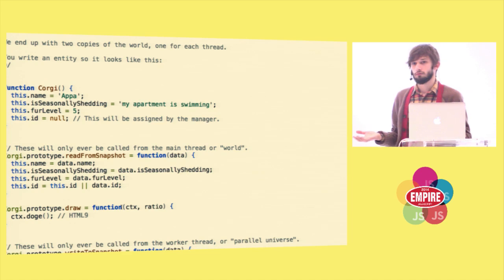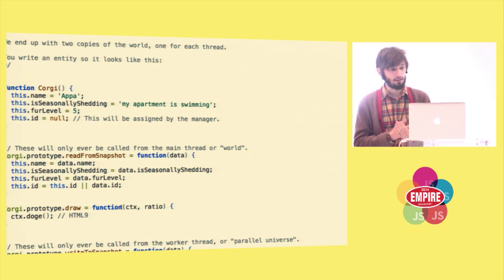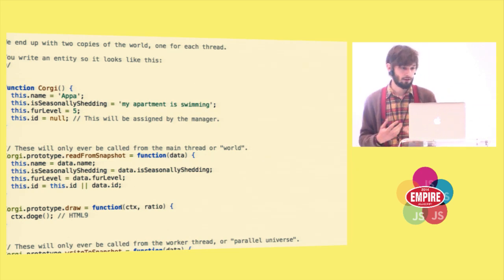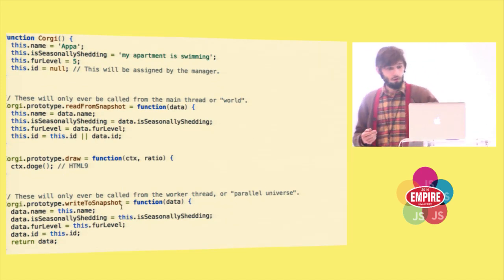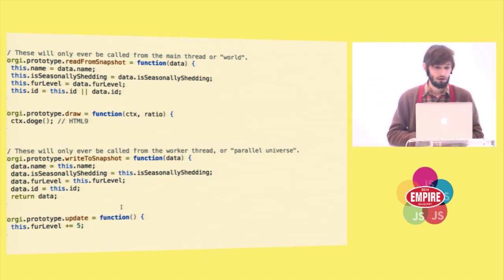And here's an example of if my dog were an object in my game, or my demo here. He's a corgi, and the important things are that he has some data properties here. He's got a name, he's got a property that is seasonally shedding, and a fur level, and everything always has an ID. So when we request to read or write to the snapshot, we just accept data. This is the one manual part of this concept.